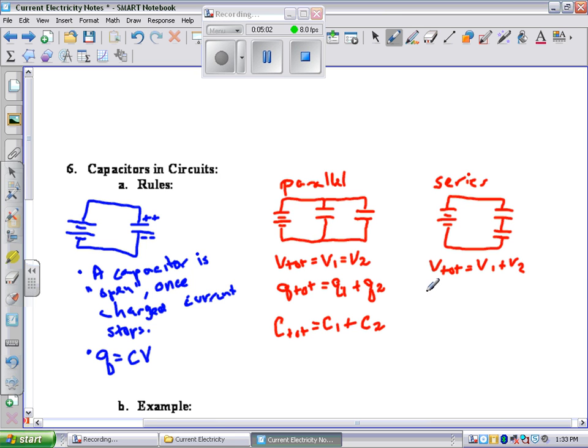My charge is the same. Whatever electrons get pushed through here and get deposited on this are replaced by electrons coming off of here. So the charge on this plate is going to be the same as the charge on the top plate. So it's just like in series for resistors, the current was constant because there was only one loop. Same thing, the charge is going to be the same. And the rule for capacitance in series is the reciprocal rule.